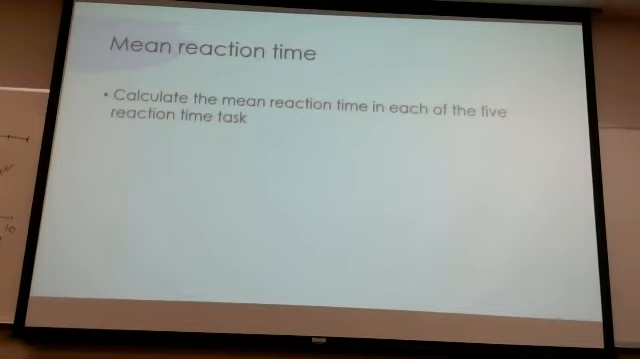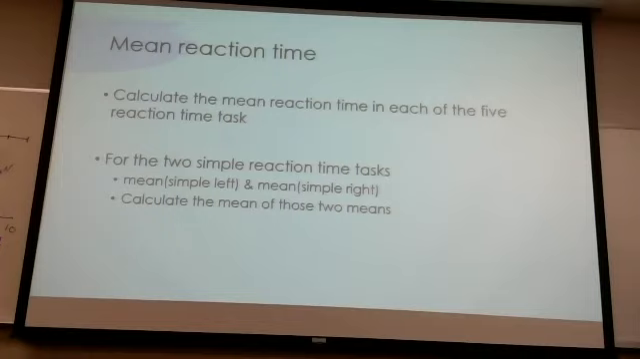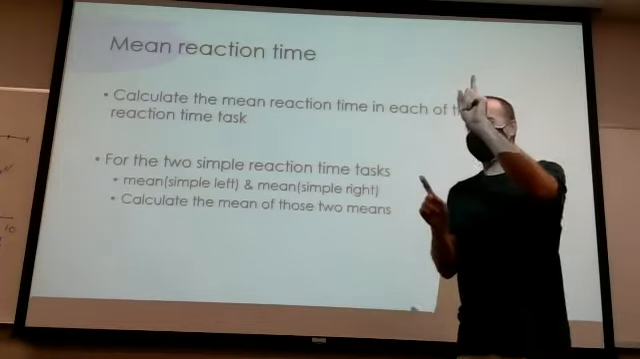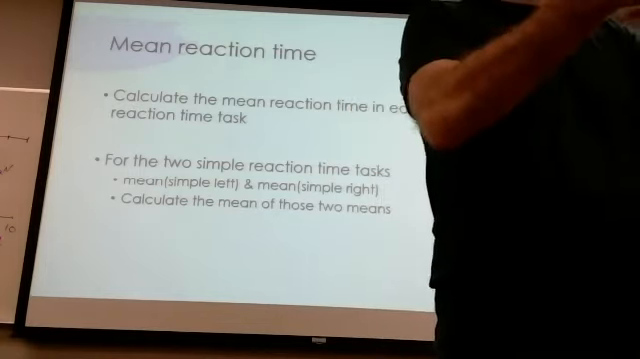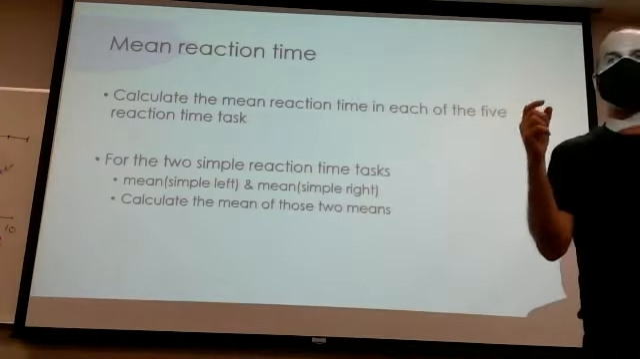Okay, so you calculate the mean reaction time in each of the 5 reaction time tasks. I'm glad I put mean there and didn't get confused and put average. That would be funny. Now, in simple reaction time, you're going to get a mean reaction time for the left finger and for the right finger. In all the other blocks, we collapse those together. So you should do that for simple reaction time as well.